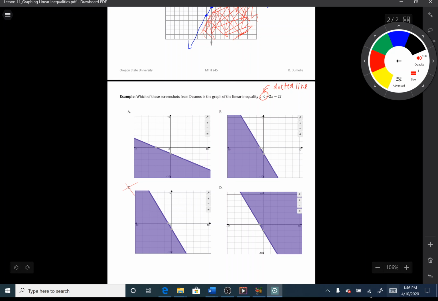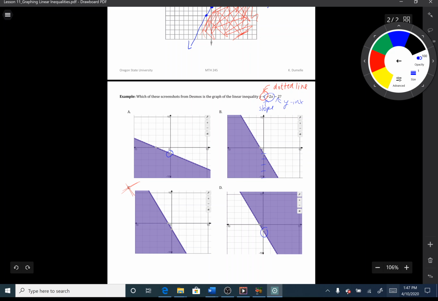So C is a solid line, so that one's out. Now I just need to see what my graph of negative 2x minus 2 looks like. Well, I have a y-intercept of negative 2. And it looks like, let's see, these are each going down by 2: 2, 4, 6, 8, negative 10. So all of these, A, B, and D, do have the right y-intercept. And then I have a slope of negative 2.